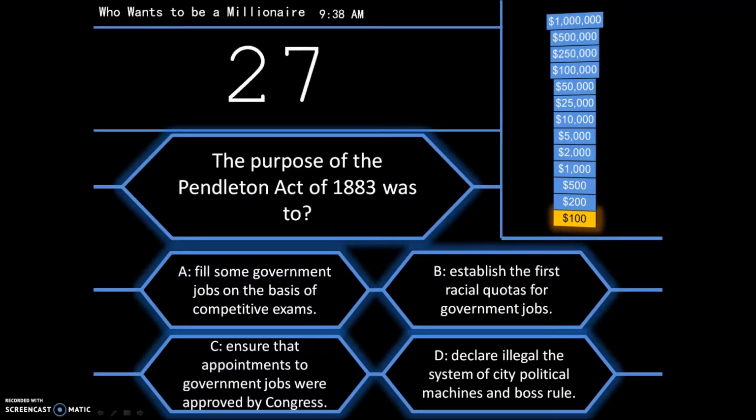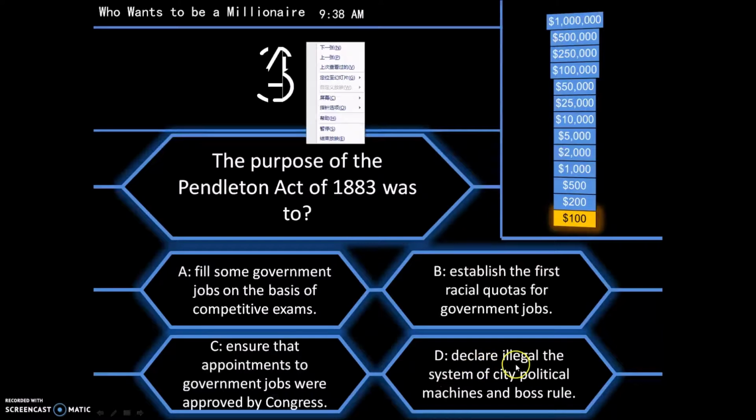The purpose of the Pendleton Act of 1883 was to A. Fill some government jobs on the basis of competitive exams. B. Establish the first racial quotas for government jobs. C. Ensure that appointments to government jobs were approved by Congress. D. Declare illegal the system of city political machines and boss rule. So the Pendleton Act is related to this one. After Garfield was assassinated, Arthur made it possible to have the Pendleton Act passed, which would require competitive exams to fill in government jobs.